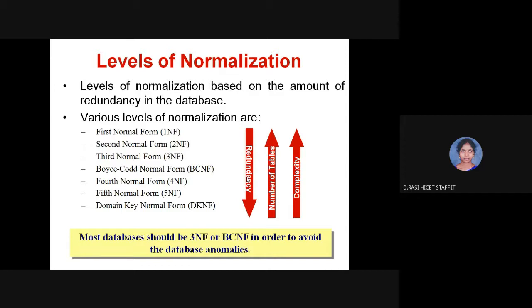So these are the levels of normalizations. Based on the amount of redundancy in the databases, the normalizations can be divided into these categorizations: one, two, three, and then four, Boyce-Codd normal form. Then we'll be coming to the fourth, fifth, and then the last one is domain key normal form. Maximum we have used up to third normal form, not more than that. Sometimes we'll go with Boyce-Codd, but mostly first, second, and third normal forms are what we have used.